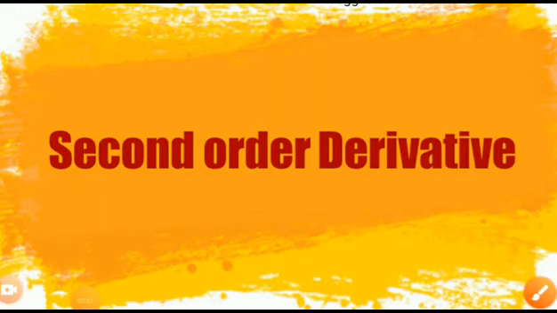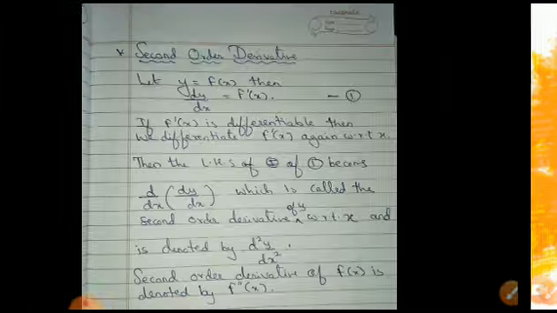Hello children. In the previous video, we have seen derivatives of parametric function. Now in this video, we are going to see the second order derivative. Again, the name suggests second order derivative. That means what? I have to differentiate how many times? 2 times. Okay. So let us see what it is.